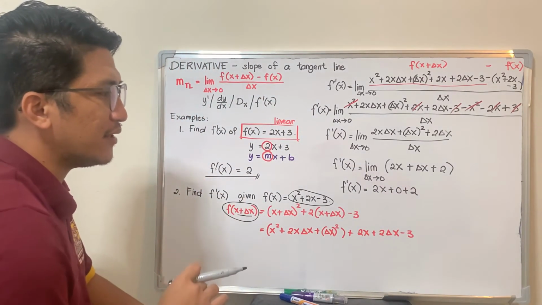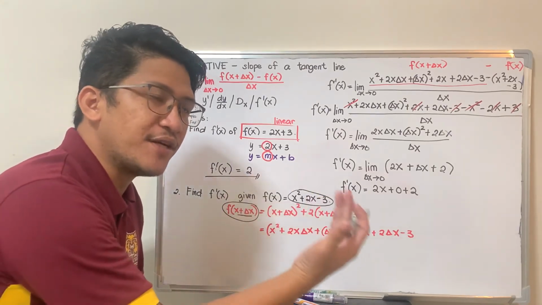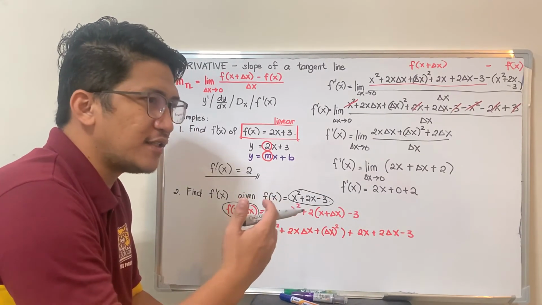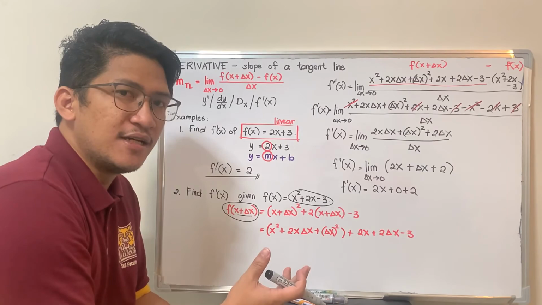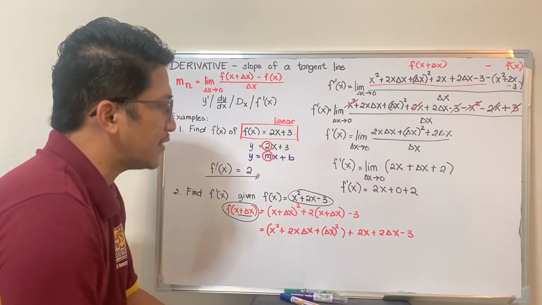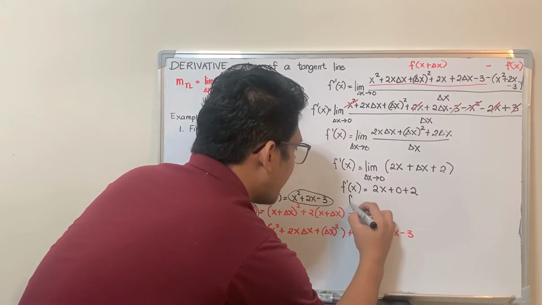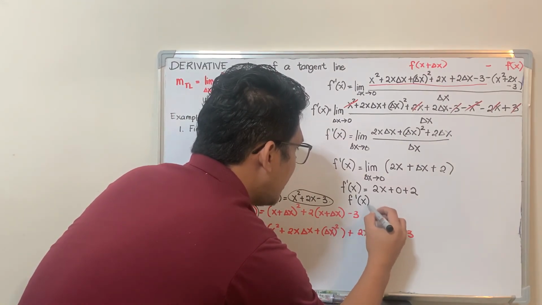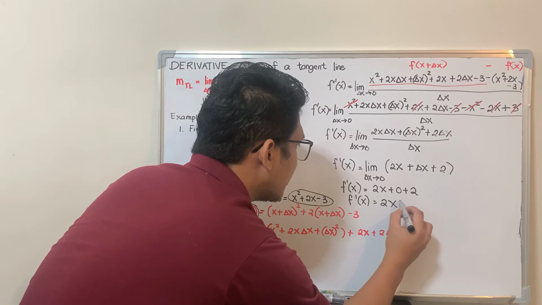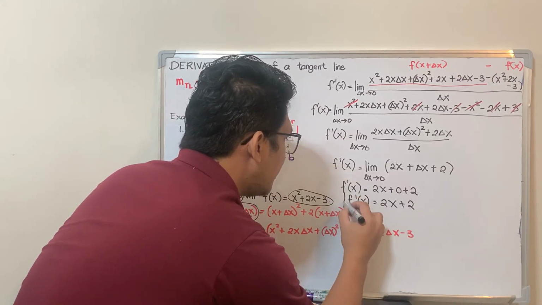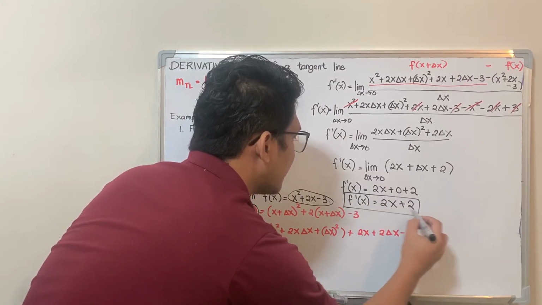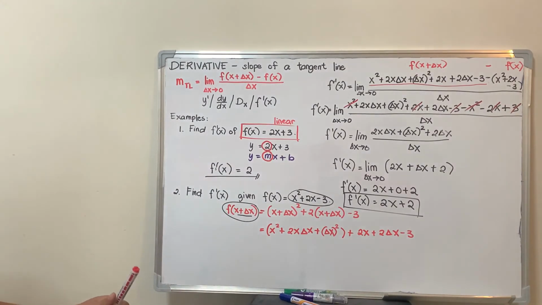The delta x is 0, not the x. Because remember, x is different from delta x. The x is the value of x. The delta x is the distance between two values of x. So from here, f prime of x is equal to 2x plus 2. And this is your final answer for the derivative.